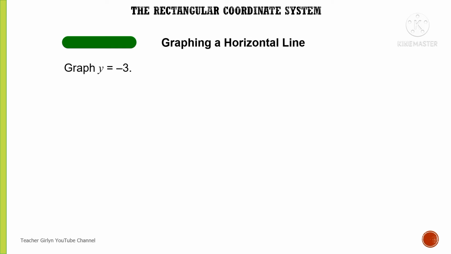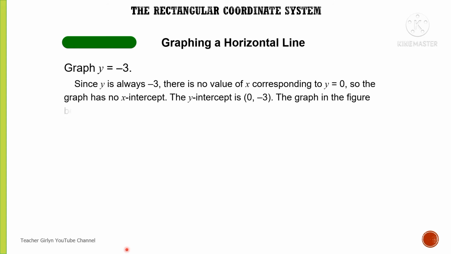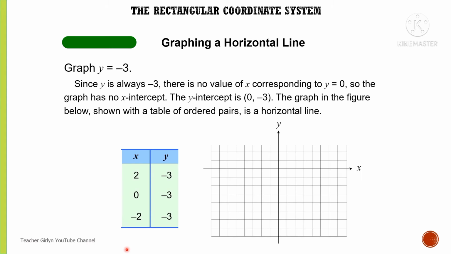Graphing a horizontal line. For instance, graph y = -3. Since y is always -3, there is no value of x corresponding to y = 0. So the graph has no x-intercept. The y-intercept is (0, -3). The graph in the figure below, shown with a table of ordered pairs, is a horizontal line.